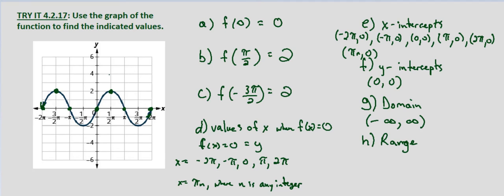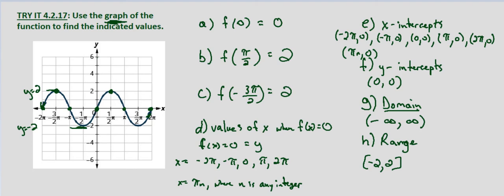Now the range, even though it goes on infinitely in both directions, as far as x is concerned, it's going to repeat the same cycle, where the maximum we have is y equals 2, and the minimum we have is y equals negative 2. And it does include those. So our range is going to be [-2, 2].